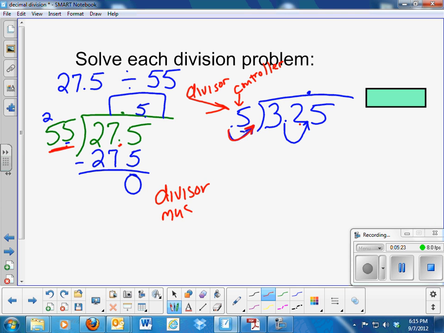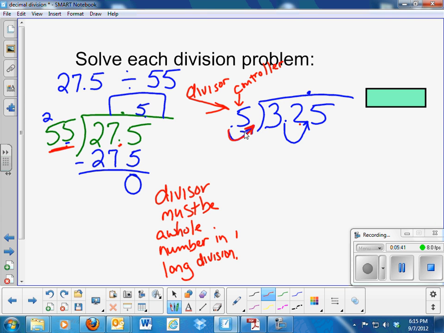Must be a whole number in long division. So if it's not, we have to multiply everything by 10 until it is.